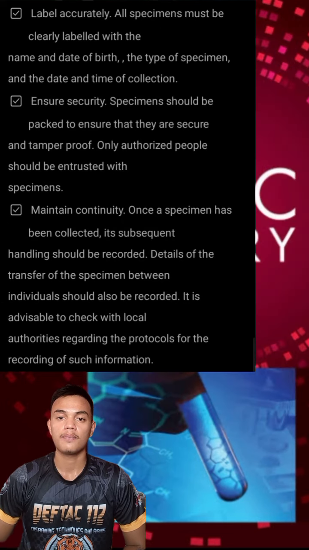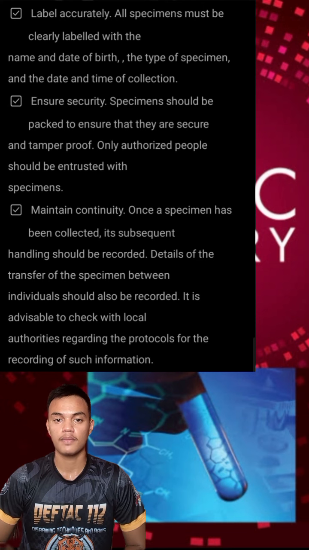Label accurately. All specimens must be clearly labeled with the name and date of birth, and type of specimen and the date and time of collection. Ensure security. Specimens should be packed to ensure that they are secure and tamper-proof. Only authorized people should be entrusted with specimens.